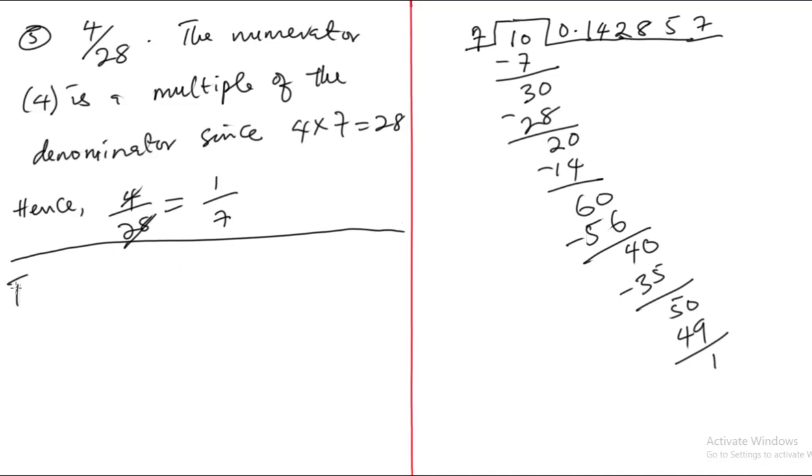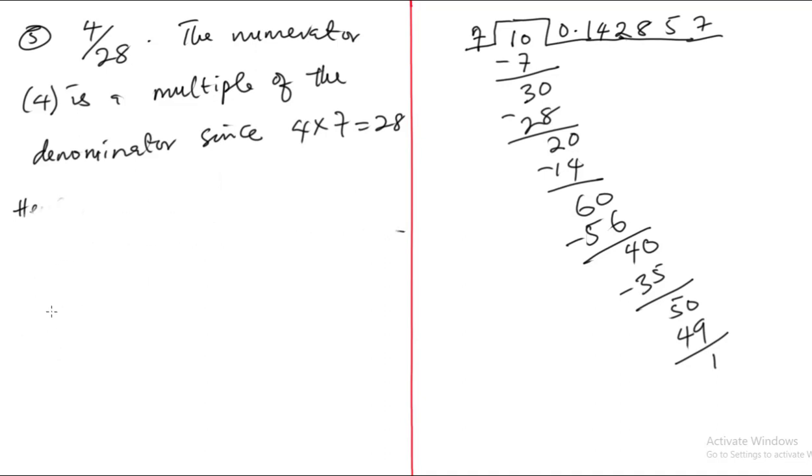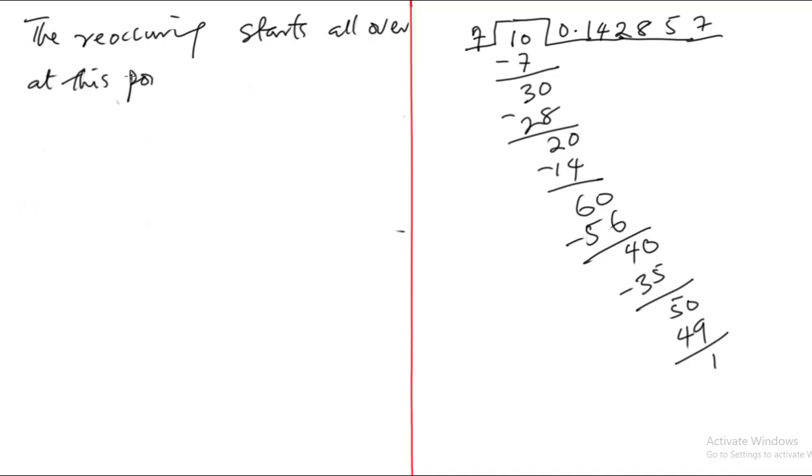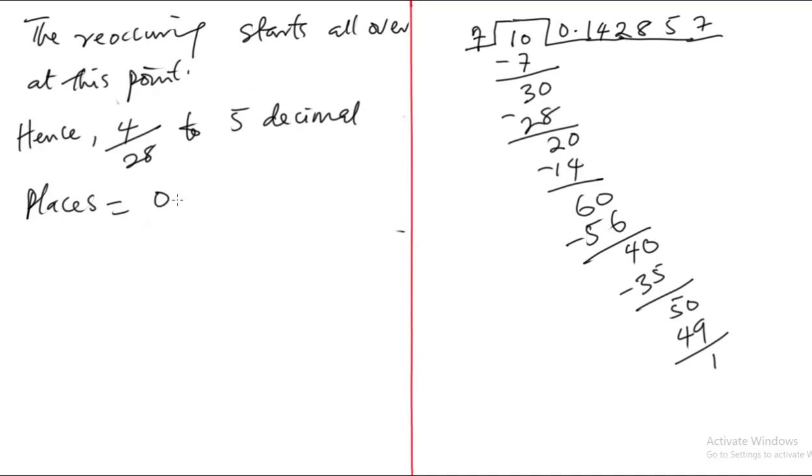So at this particular point, you see that there will be a recurring from the initial 10 we started dividing from. In fact, the decimal places, the numbers will start to repeat themselves. So since we are not asked to stop at a specific decimal place, I will stop here, and we will have that 4 over 28 to 5 decimal places is equal to 0.14286.